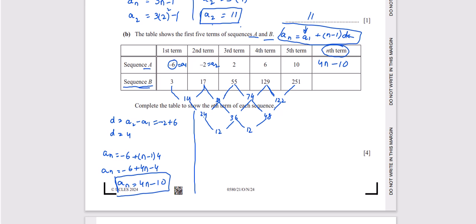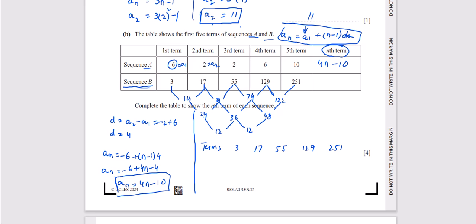So if we write it like that, the first term is 3, then 17, 55, 129 and 251. Like that we have to find the nth term of this sequence.